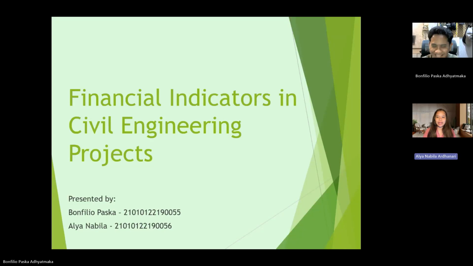Hello everyone. So in this presentation, we will be discussing the financial indicators in civil engineering projects using a real-world infrastructure case as an example. We will explore key financial indicators like net present value, internal rate of return, profitability index, and more.